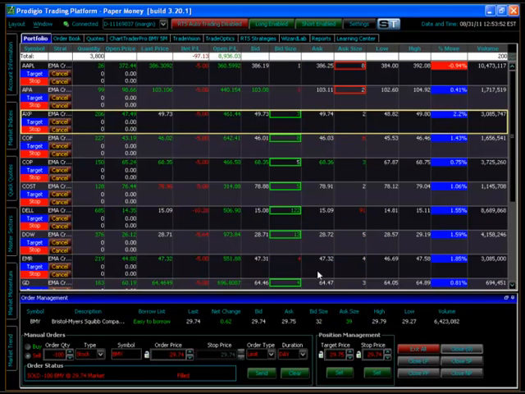And so Prodigio has a lot of different tools that you can use both for scanning and for real-time trade idea generation.